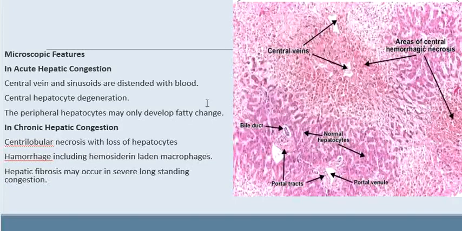The microscopic features of chronic venous congestion of liver. In acute hepatic congestion, the central vein and sinusoids are distended with blood. Central hepatocyte degeneration is seen. The peripheral hepatocytes may only develop fatty change. In chronic hepatic congestion, centrilobular necrosis with loss of hepatocytes, hemorrhage including hemosiderin-laden macrophages, and hepatic fibrosis may occur in long, severe cases of congestion.